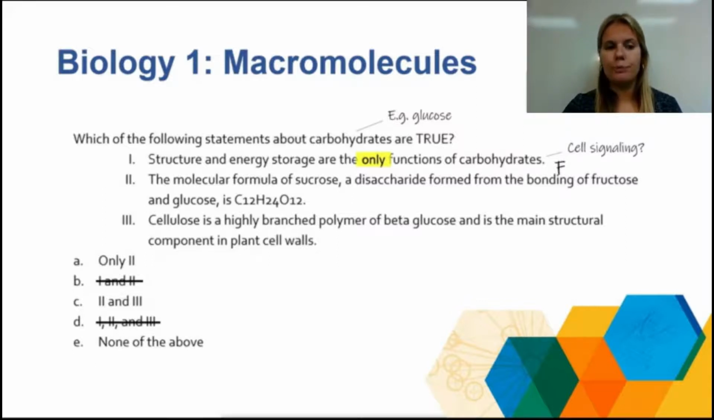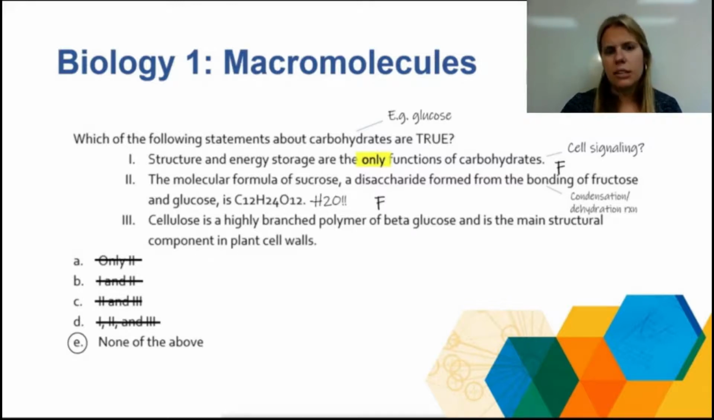Let's look at option 2. The molecular formula of sucrose, a disaccharide formed from the bonding of fructose and glucose, is C12H24O12. That's a lot of big words. I'm going to try to anchor myself. I know that bonds between sugar molecules happen via condensation or dehydration reactions, meaning we remove a water molecule. So I know that option 2 isn't right. That means that A and C can't be the right answer either.